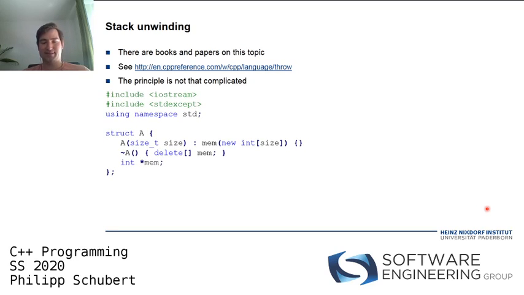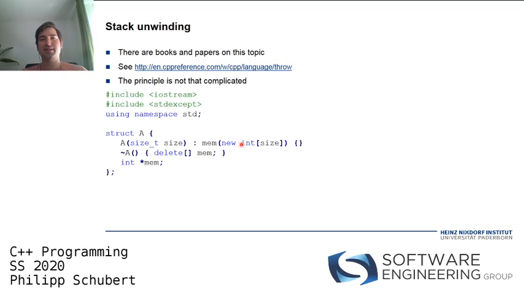Let's develop our own vector type or our own data type, which we just call A, which manages an array of dynamically allocated memory. Similar to your homework. We give it a constructor, it receives the size, and it has a pointer to an integer as a member.